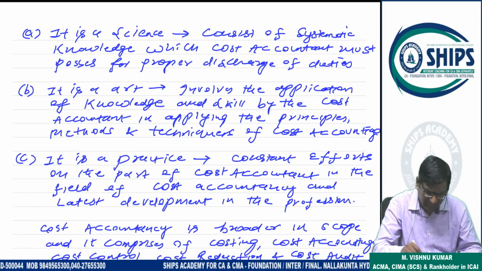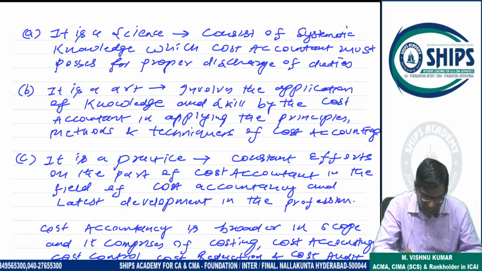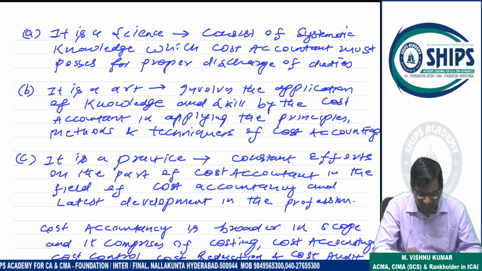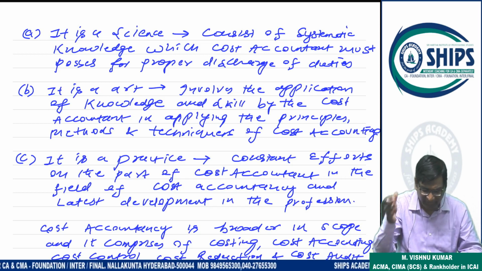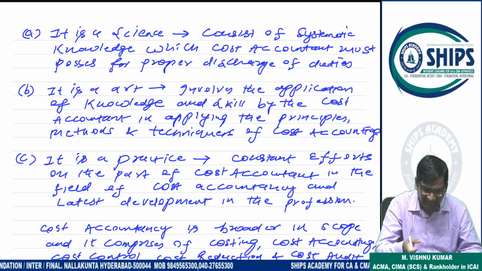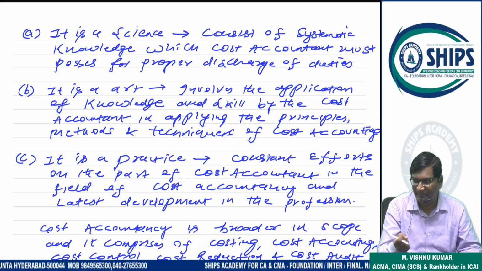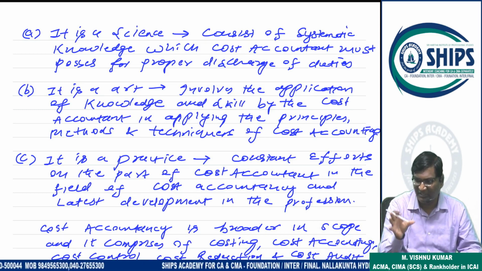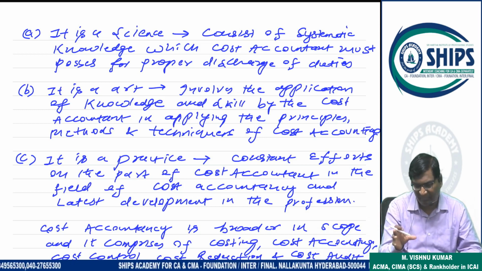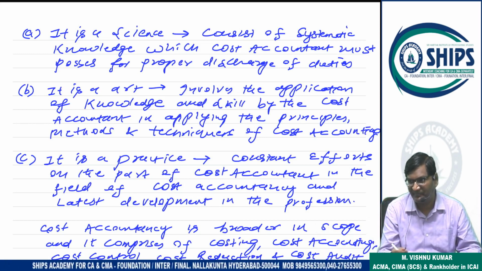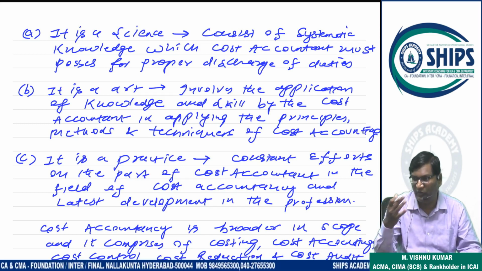So it is a science. Already all these points are explained. As a formality, I am reading this. It consists of systematic knowledge which a cost accountant must possess for proper discharge of duties. Here you can write the example that books of accounts are maintained according to the Companies Act. So cost accountant X will also maintain in the same direction, Y will also maintain in the same direction, Z will also maintain in the same direction. If they change, records are not acceptable, right? Because whatever format and structure they mentioned, all have to maintain according to that format only, right? So that is called what? Science. Science means following the rules. Clear? Science means what all others follow, we are also following the same.